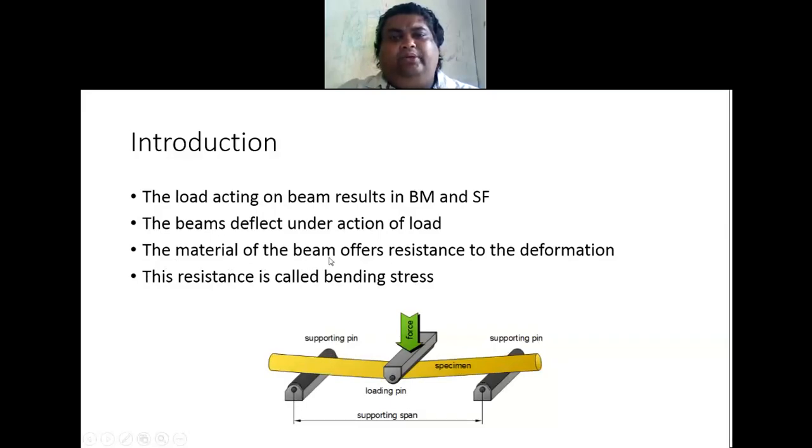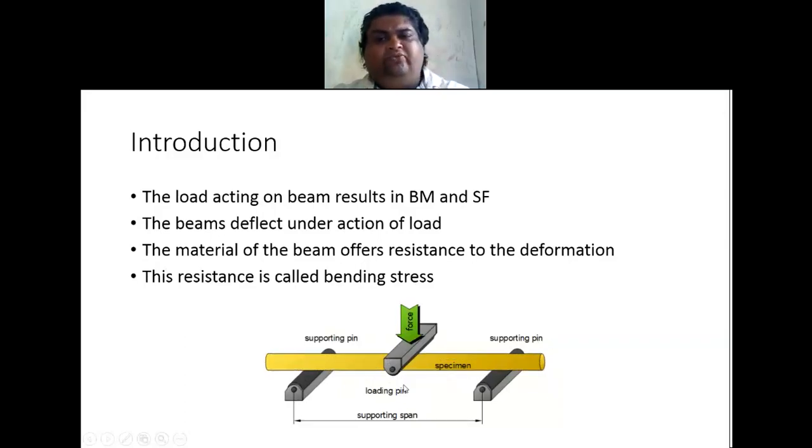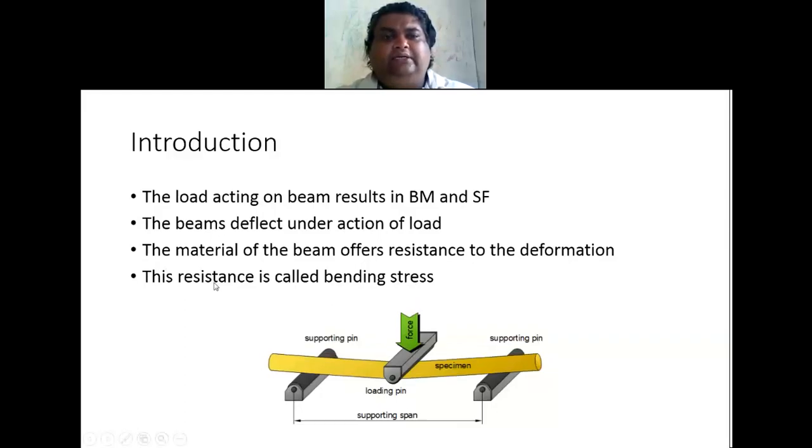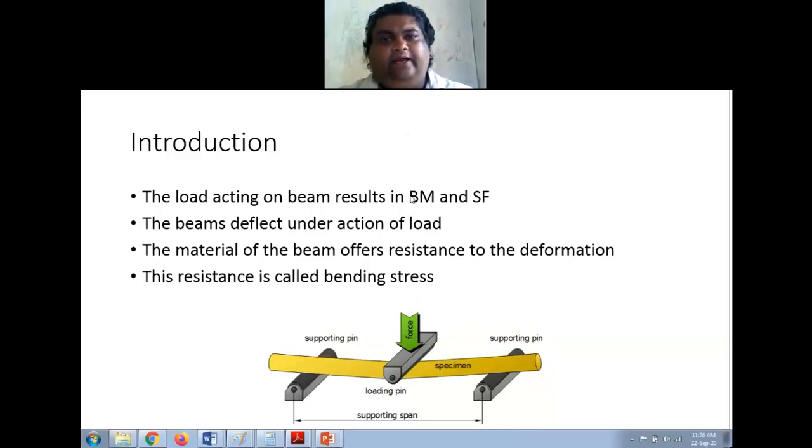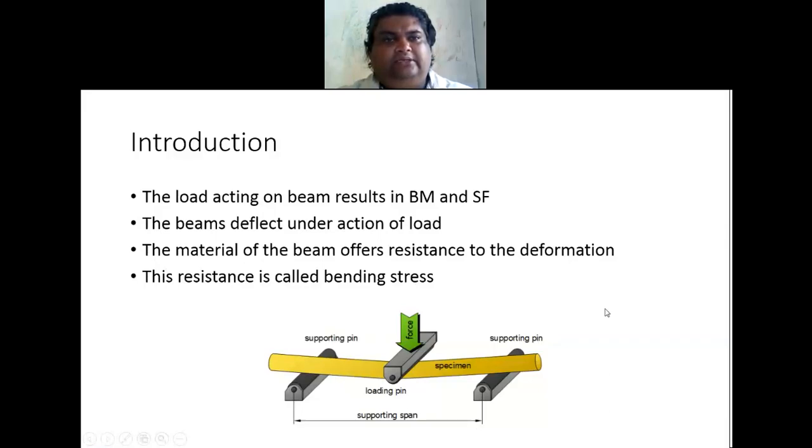The material of the beam offers resistance to the deformation, right? It is the property of the material to offer resistance to the deflection, and this resistance which is offered by the material is called the bending stress, right? So this is about what is bending stress. Now, in order to calculate bending stress, there are many things we need to first understand. So let us start seeing those things.